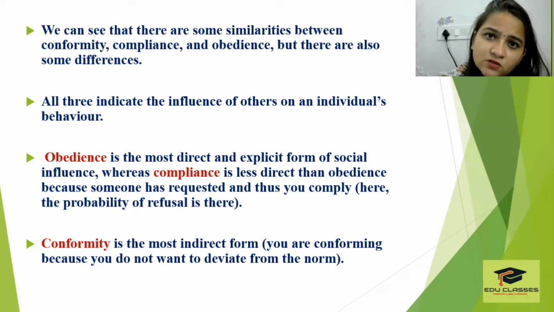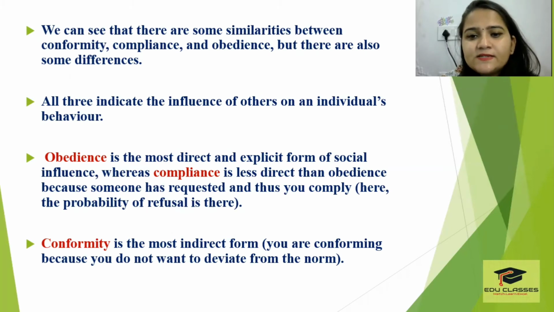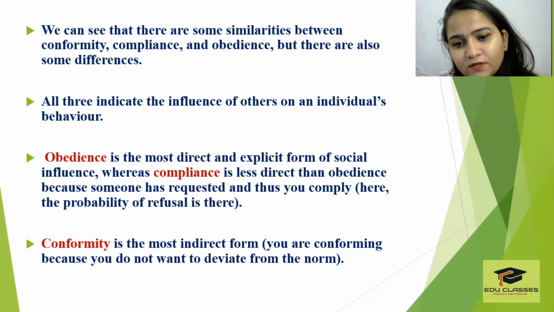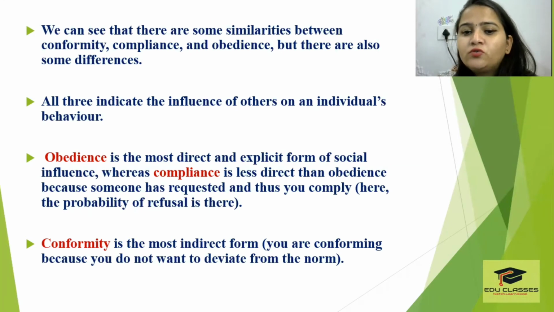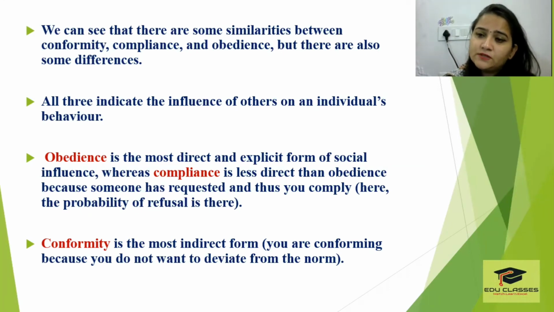Why? Because there's a person in authority who's asking you to change your behavior. Whereas compliance is less direct than obedience because someone has requested and thus you comply. So obedience is most direct, compliance is less direct. Conformity is the most or the least indirect form, right? So you are conforming because you do not want to deviate from the norm. So that is the difference.